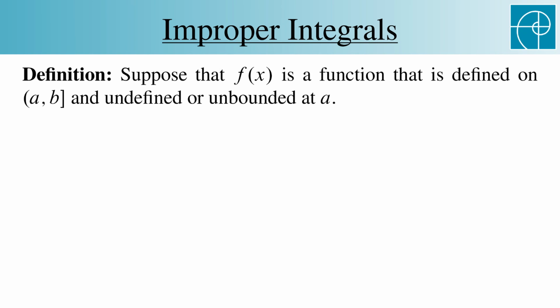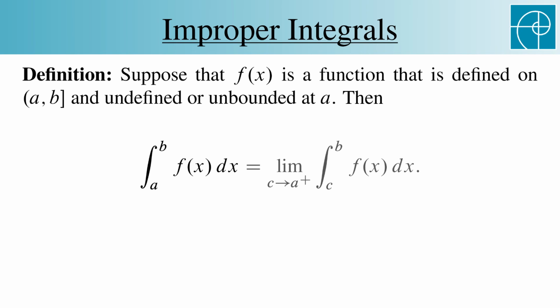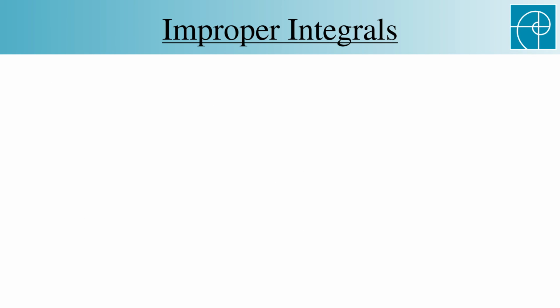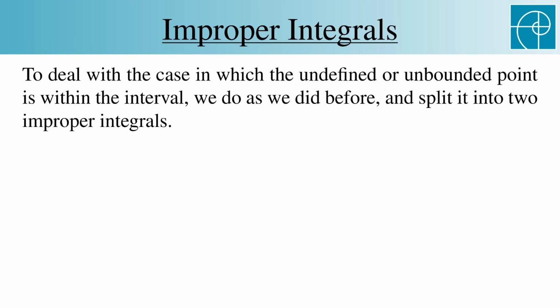In general, if f(x) is a function that is defined on the half-open interval (a, b] and undefined or unbounded at a, then the integral from a to b of f(x) is this limit. We define the case in which f(x) is defined on the half-open interval [a, b) and undefined or unbounded at b similarly. To deal with the case in which the undefined or unbounded point is within the interval, we do as we did before and split it into two improper integrals.